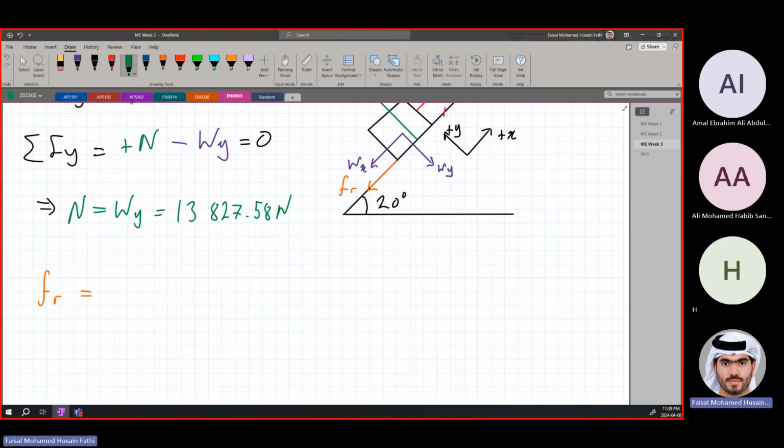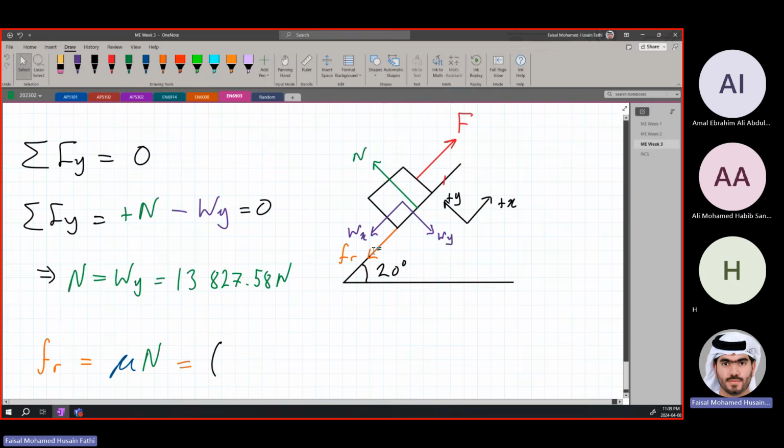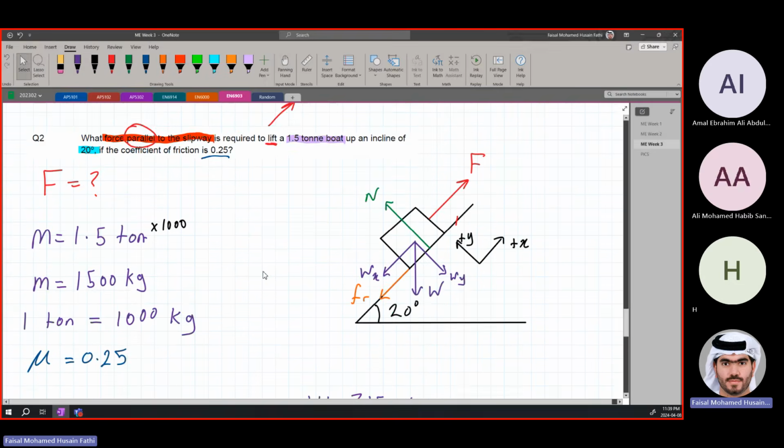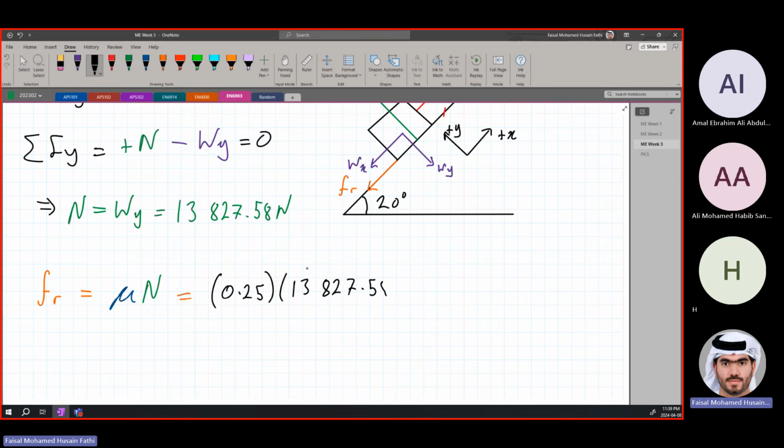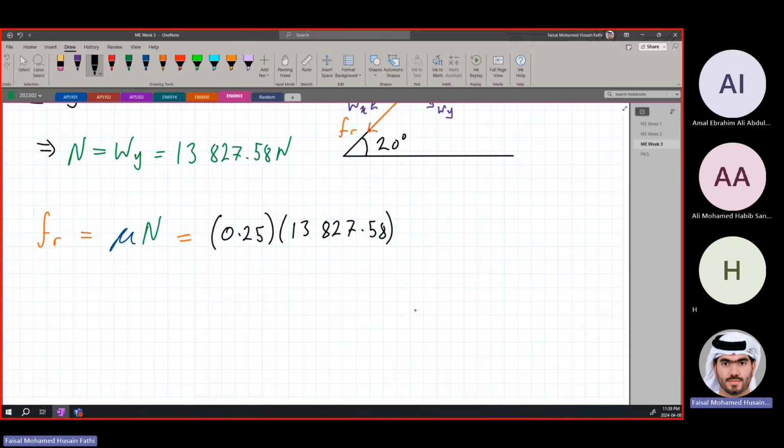Okay, now that we found our normal force, we can find our friction force, Fr. It's going to be equal to mu times the normal force. Our mu is given to be 0.25, and our normal force we just found is 13,827.58. Multiply this and you'll find your friction force. Fr is going to be equal to 0.25 times 13,827.58, which is 3,456.89 newtons. As you can see, it's very similar to the previous example.